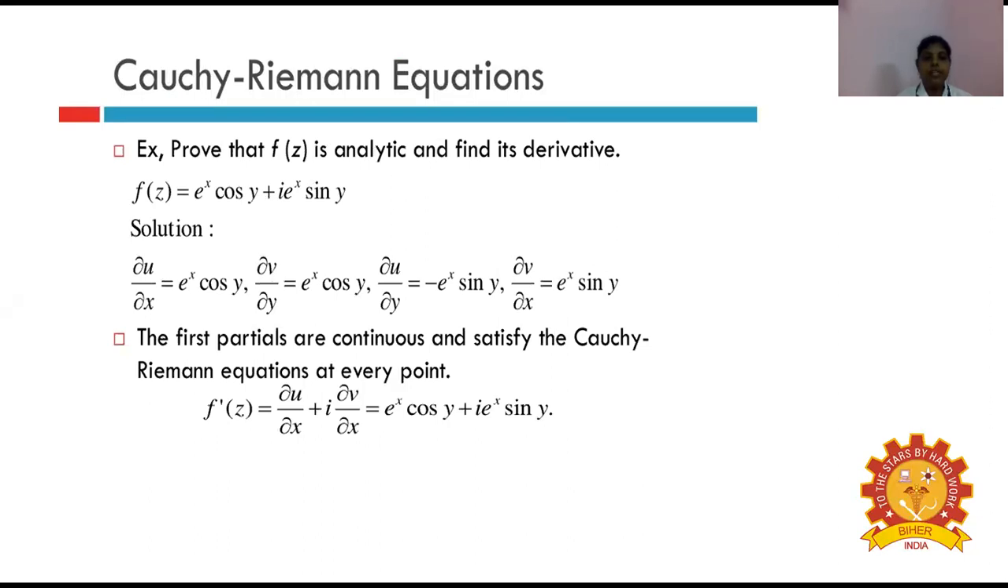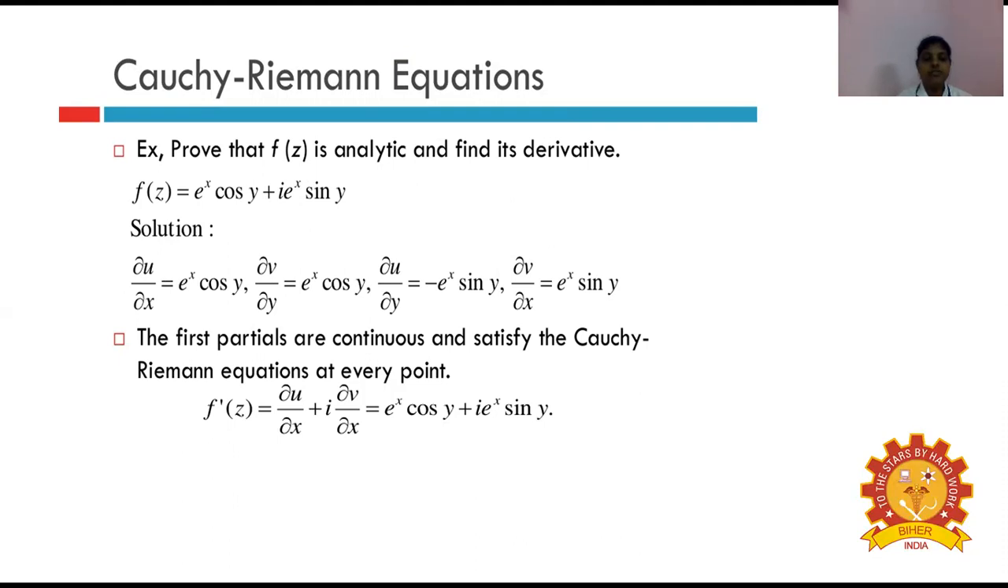Here u = e^x cos y, v = e^x sin y. So ∂u/∂x = e^x cos y, ∂v/∂y = e^x cos y, ∂u/∂y = -e^x sin y, and ∂v/∂x = e^x sin y. The first partials are continuous and satisfy the Cauchy-Riemann equations at every point.